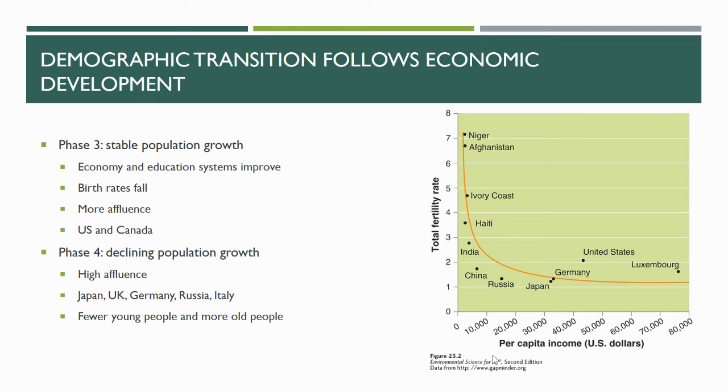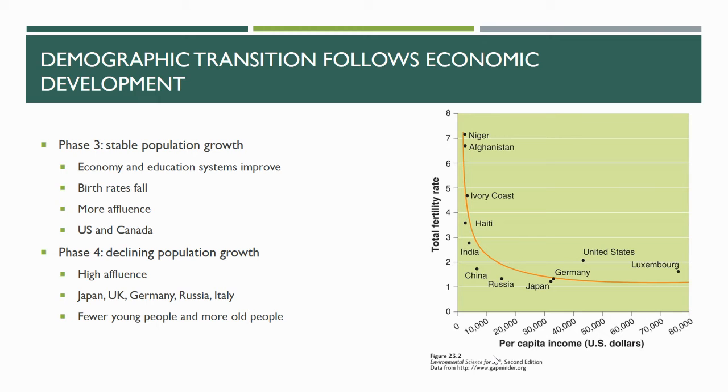In phase 4, we start to see a declining population growth. We have even higher affluence. These would be places like Japan, the UK, Germany, Russia, and Italy. We have fewer young people and more old people, and that's why our population is declining.